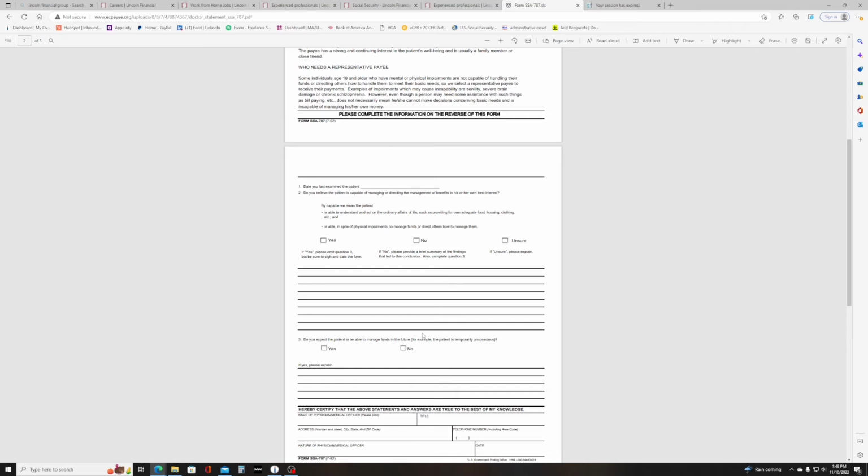Now, if you get selected to become somebody's representative payee, you are essentially the responsible party for that person's benefits, and reporting any changes, whether it's in their mailing address, their phone number, their bank information, as well as anything that could affect them getting paid.